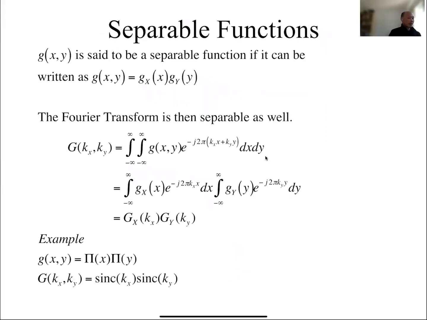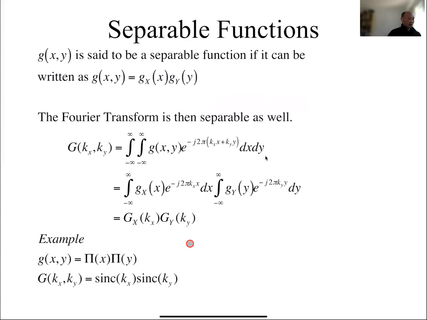Another important case is separable functions. If I can write a separable function g of xy equals g x of x and g y of y, then the Fourier transform is also separable, which means it is written as G x of kx times G y of ky. So I just take the two different Fourier transforms and multiply them by each other, and I'm done. Here's an example. If I have g of xy equals rect of x, rect of y, then the Fourier transform is just sinc kx, sinc ky.